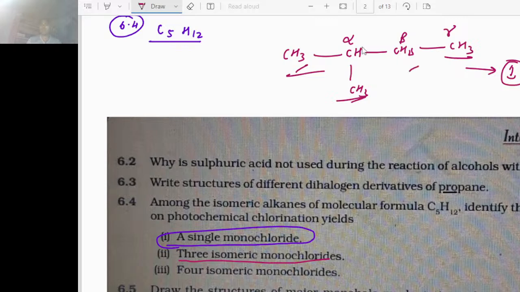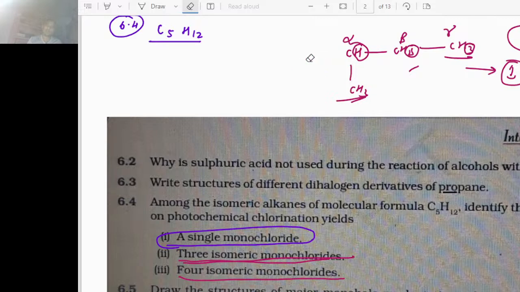Now this is a different hydrogen, student, and this is also a different hydrogen. So total different hydrogens are how many? 3 hydrogens. So this compound is going to give 3 isomeric monochlorides. Now the next one they are talking about is 4 isomeric monochlorides, student. So what can we do for the 4 isomeric monochlorides? Okay, let us see, student.